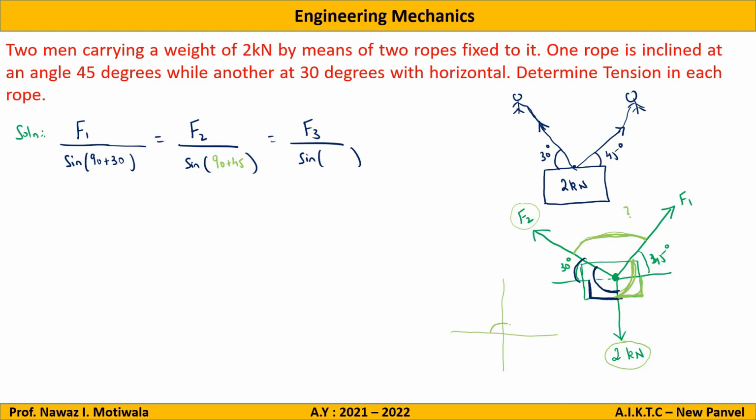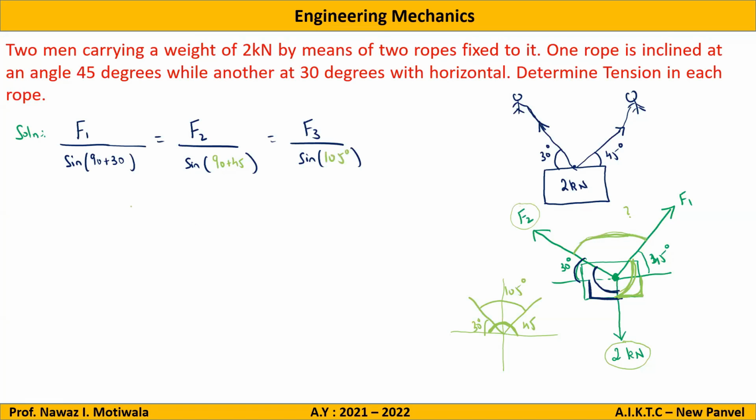The total angle here is 180, correct? If I look at this angle as a linear pair, it is 180. Out of which this is given to you as 45 and this is given to you as 30. So subtract 45 and 30 from 180. So how much will remain? The remaining angle will be 105. Okay, so here it will be sine of 105 degrees.